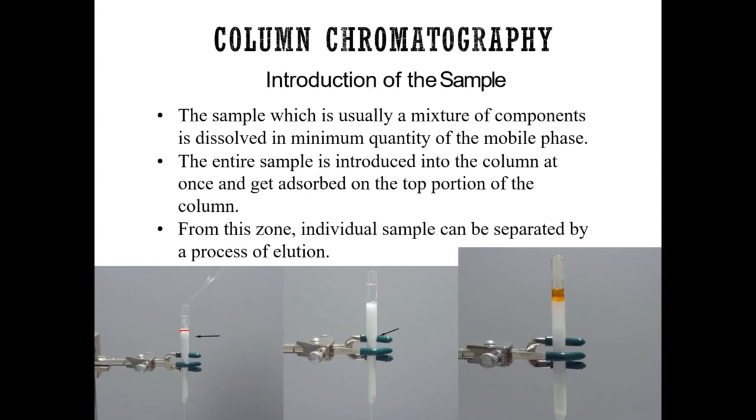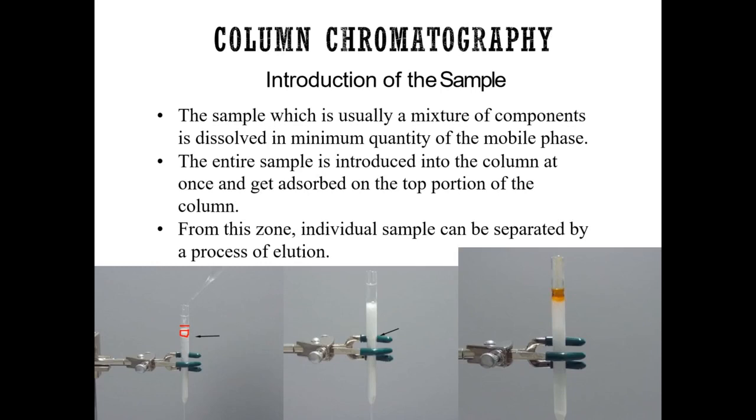Here the cotton plug is placed on top of the stationary phase. This is the space where the sample is placed for separation using column chromatography. In this slide we'll study the introduction of the sample. The sample, which is usually a mixture of compounds, is dissolved in a minimum quantity of the mobile phase.